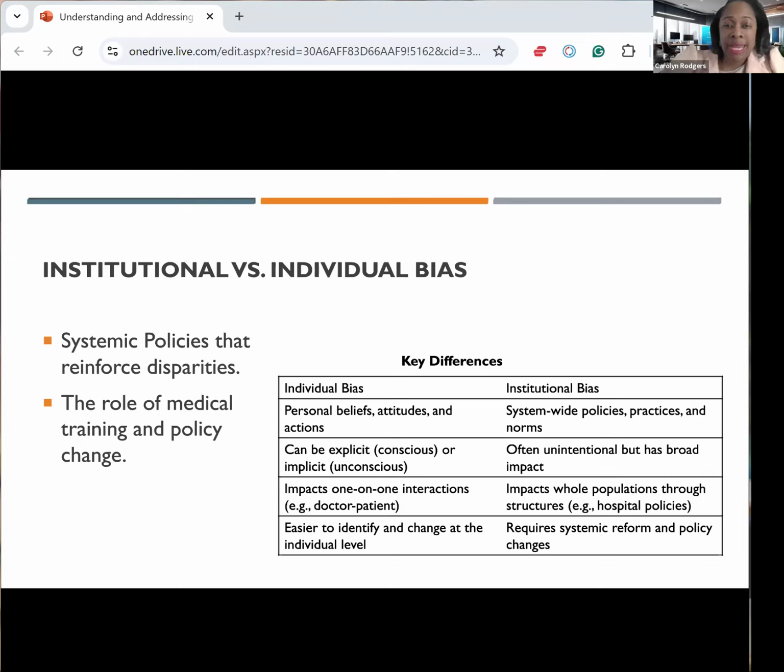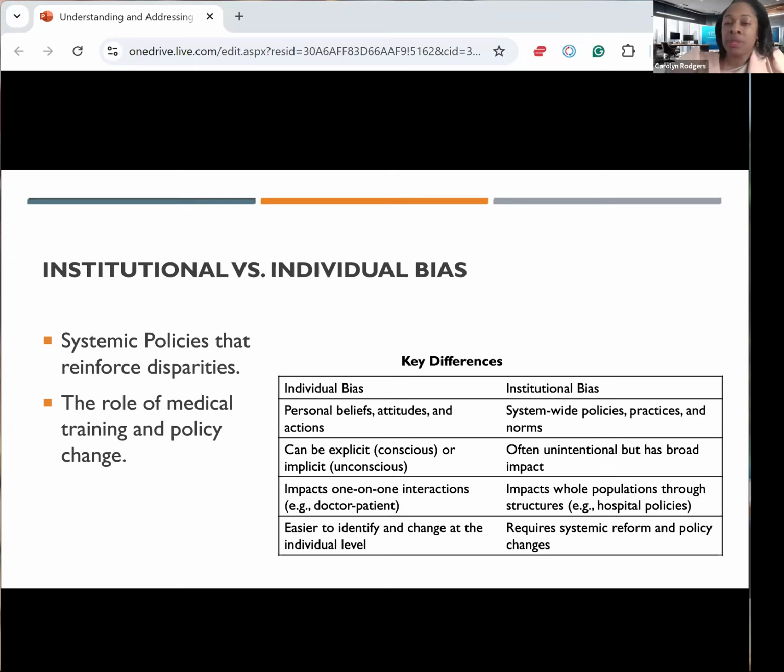So the types again are explicit bias, which is open and intentional prejudice or discrimination. And we also have implicit bias, which is unconscious attitudes or stereotypes that influence our actions and our decisions without the person realizing it. So examples in healthcare: a healthcare provider unconsciously spends less time explaining treatment options to patients who speak with an accent. A nurse assumes that a low income patient will not comply with post-op care, so they don't offer certain resources.